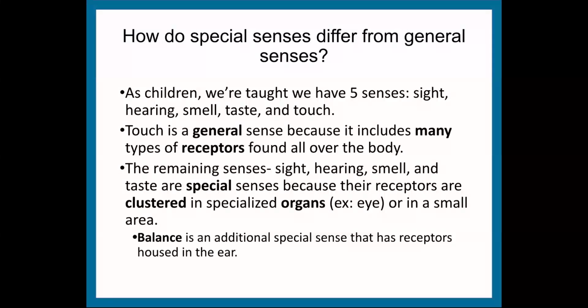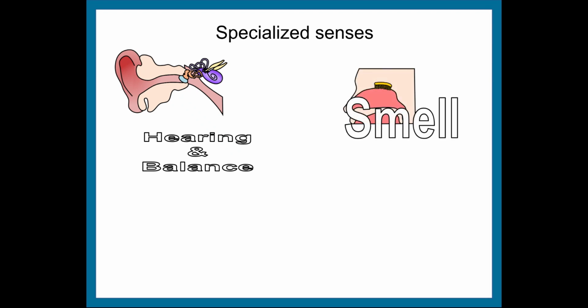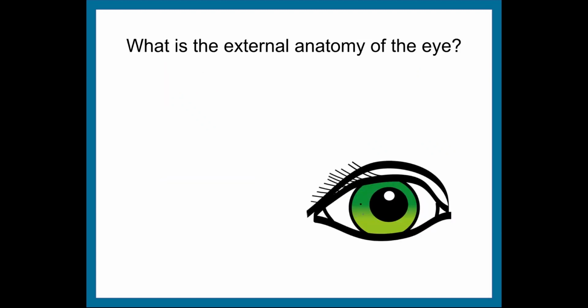One other important note here, though: balance is an additional special sense that you have, and it does have receptors that are housed in the ear. Okay, specialized senses. Just to show you a visual here, again, your specialized senses include hearing and balance, smell, taste, and sight. We're going to focus on sight in this video, and in future videos, we'll look at the others.